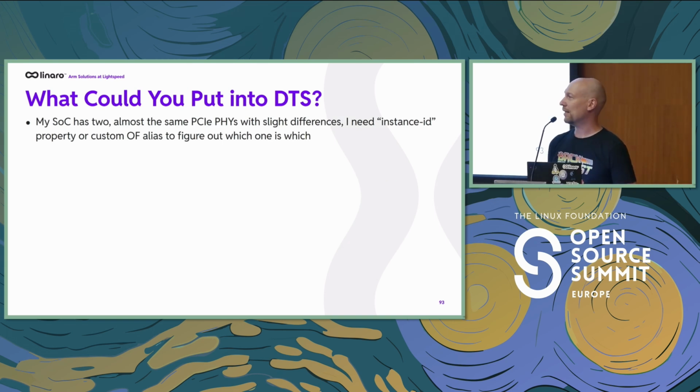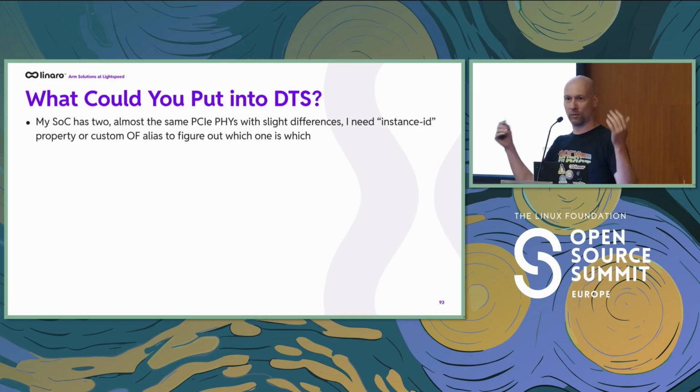Okay, I'm getting to the difficult topics now. So, a very imaginary case, right? You have a SoC. The SoC has PCI Express PHYs. It has 2 PHYs, and these PHYs are almost identical. They're compatible with each other, right? But there is a minor difference, so they're not exactly identical. And I need to define whether this is like an instance 1 and instance 2. I need to differentiate them, because there's this minor difference between them, but they are compatible, right?